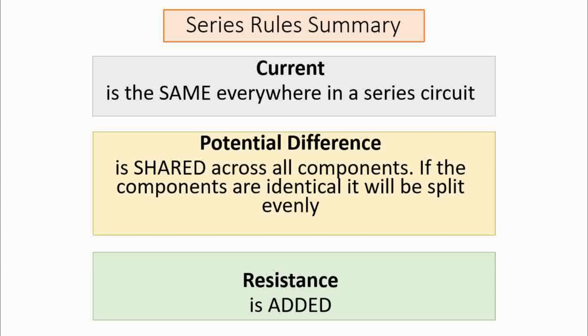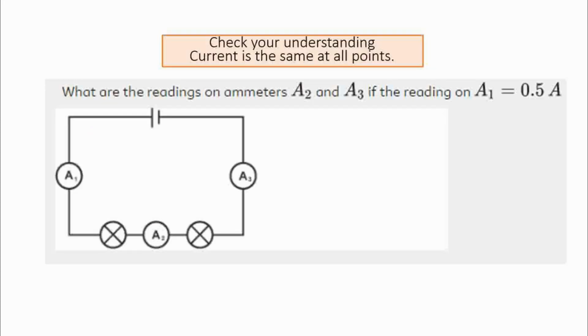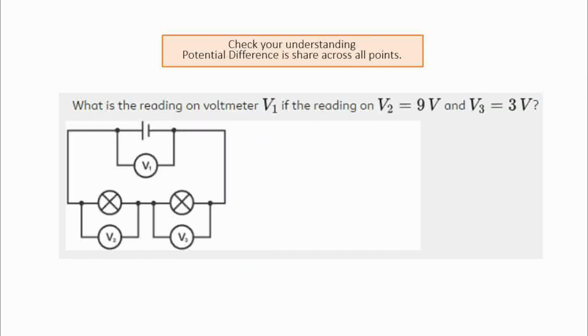Now let's apply these rules. First one, we said that the current is the same at all points. So what's the reading at A2 and A3 if A1 is 0.5? The rule is very simple. Current is the same at all points. So this has to be 0.5 amperes, and this also has to be 0.5 amperes. Make sure you know why it is 0.5, because you have the same number of electrons going around.